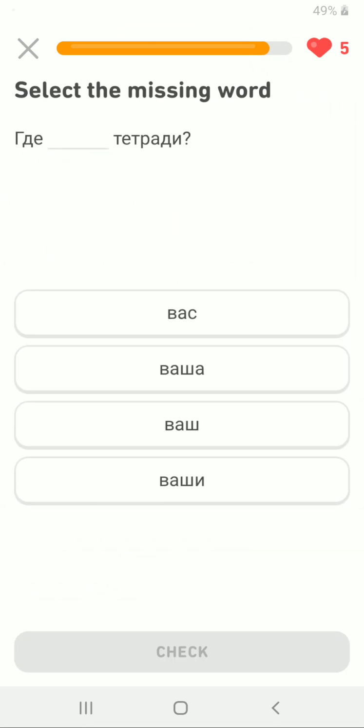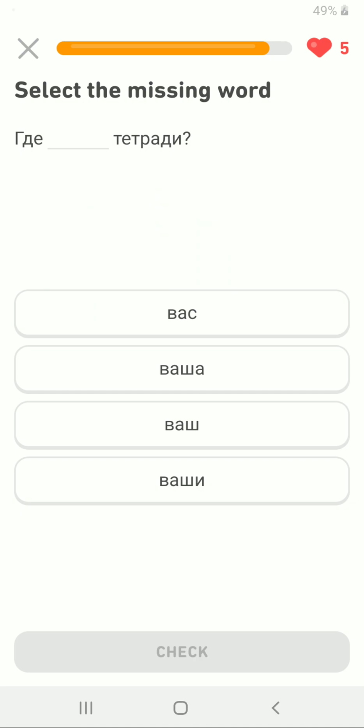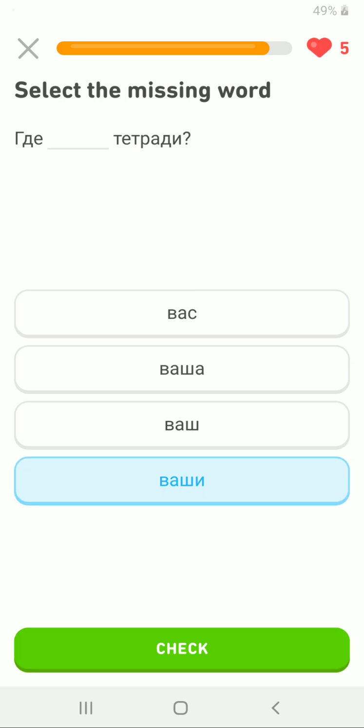Где тетради? Тетради, like I said, it's a notebook. Just a notebook. So, где ваши тетради? Тетрадь. I think there is this softening sound. Тетрадь. And now it's тетради. So, ваши, not ваш. It's in plural.